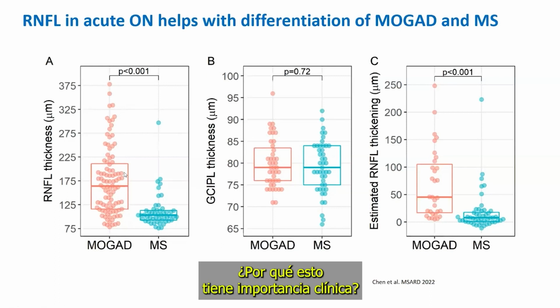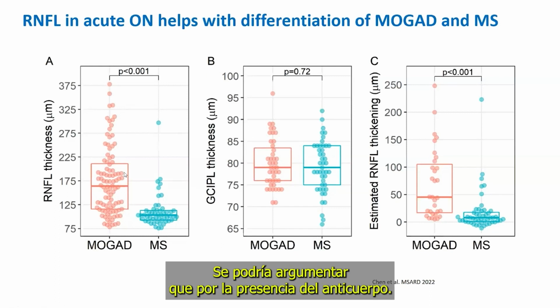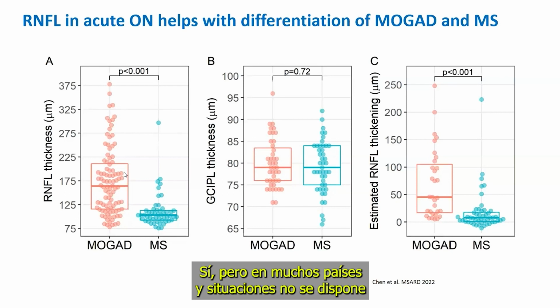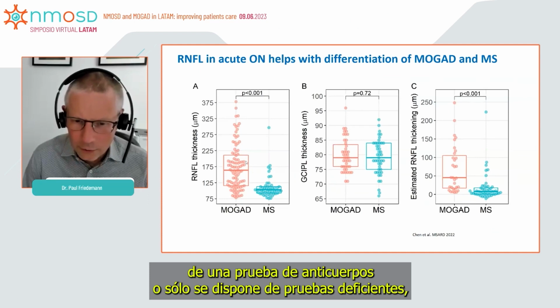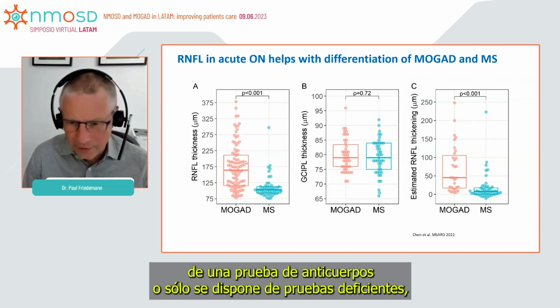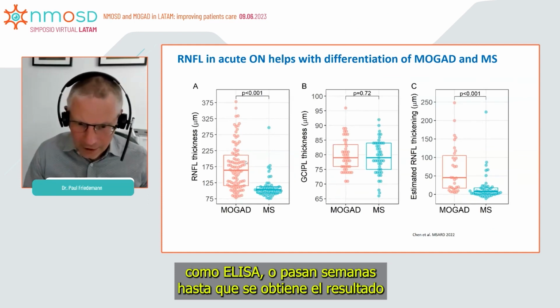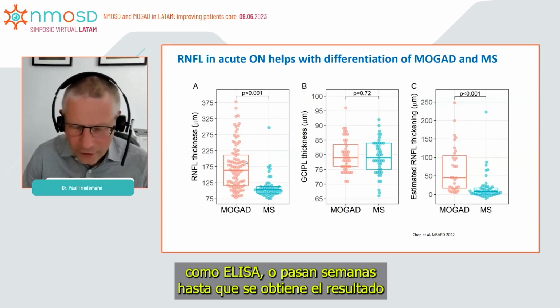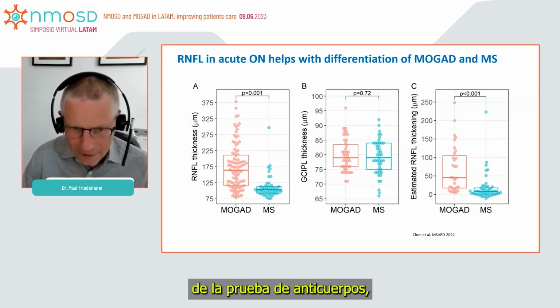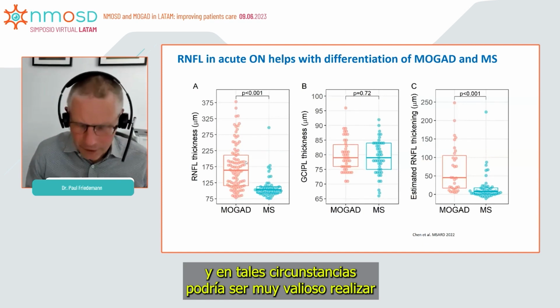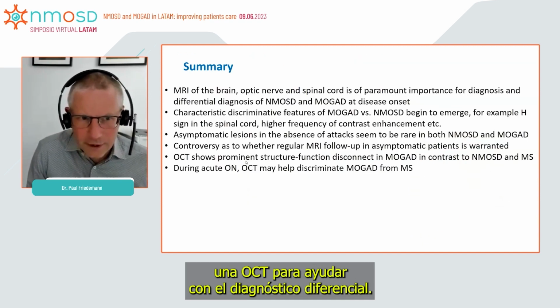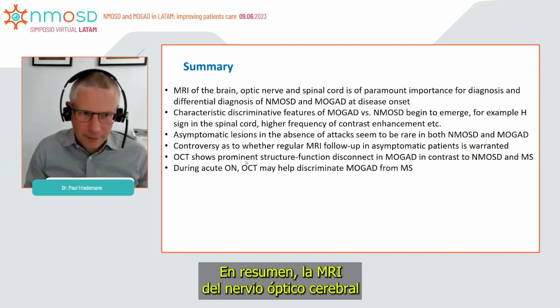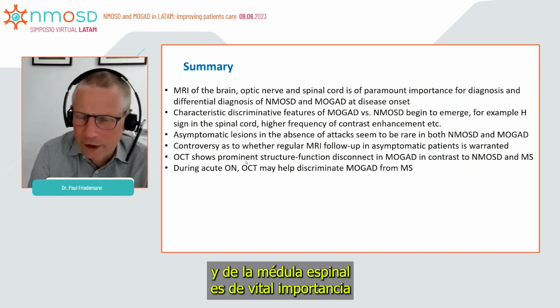Why is this clinically relevant? You could argue there's the antibody, yes, but in many countries and situations, you do not have the antibody test available, or you have only poor antibody tests available, such as ELISAs, or it takes weeks before you get the antibody test back. And in such circumstances, it might be very valuable to perform an OCT to help with differential diagnosis.